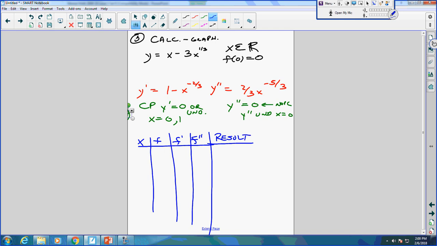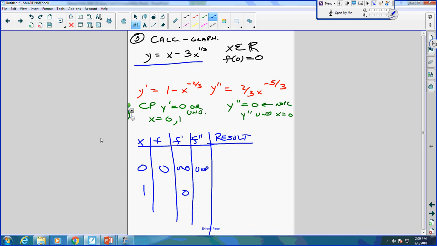The result is 0, 1. I just put in that it goes through the origin here. I don't need to, right? But I'm just going to do it since it's there. And I know that at 0 the derivative is undefined. Here I know 1 is 0. And everybody, I like 1 with this function.